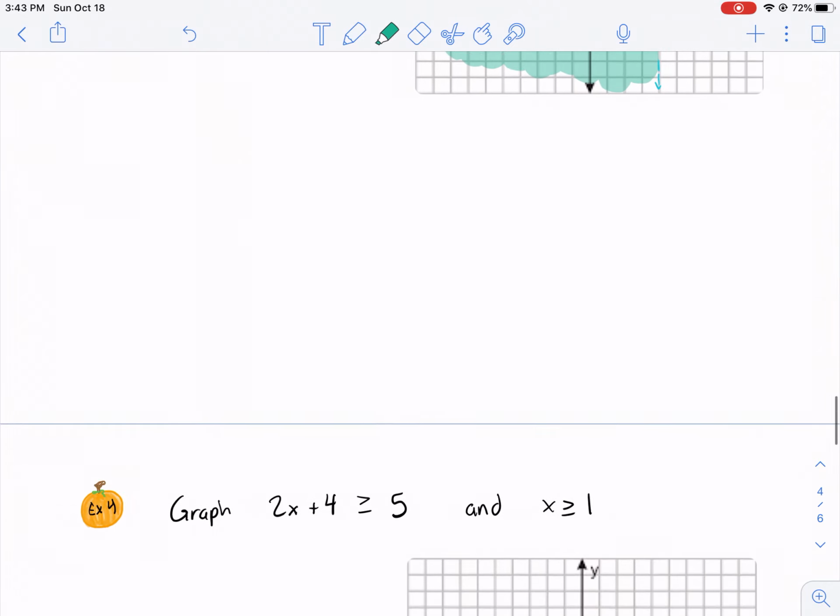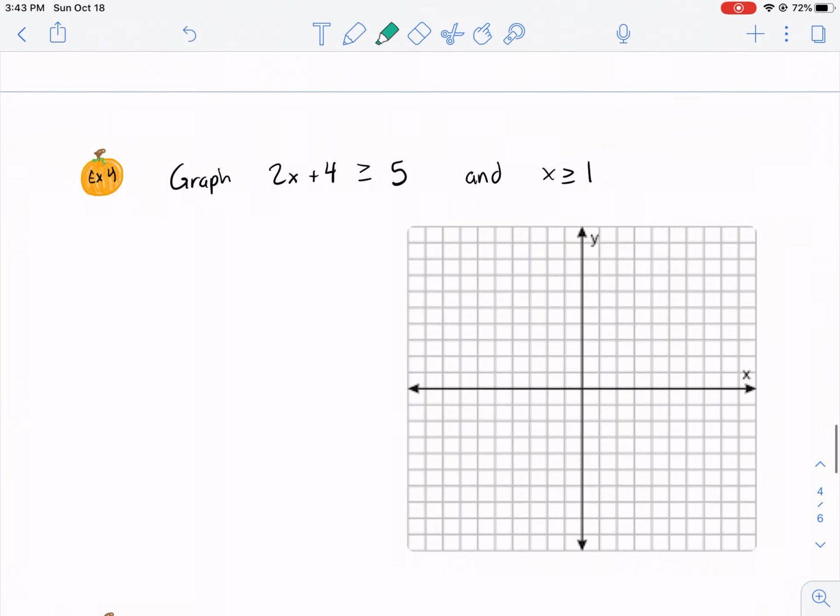Moving on to example 4, we have 2 inequalities that we need to graph here. We need to solve for x. It looks like there are 2 x's, so we're going to have 2 vertical lines here.